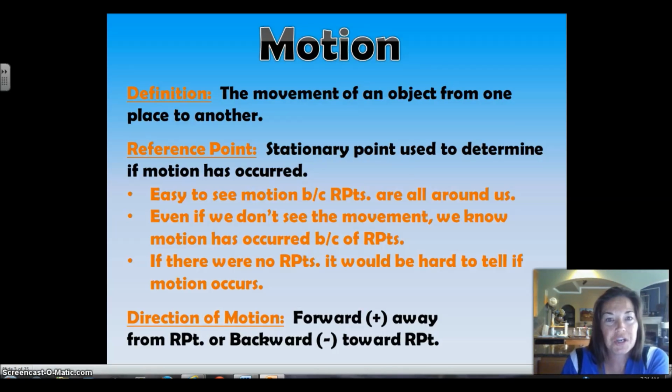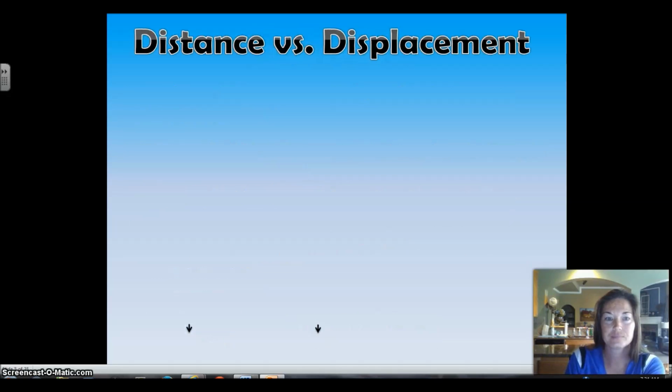When we talk about motion, there's two different types of motion. There's forward motion and backward motion. Forward motion would be any motion that is away from the reference point, and we call this positive motion. Any motion that's backwards, back towards the reference point, would be negative motion. So forward motion is walking away from the reference point. Backward or negative motion would be back towards the reference point.